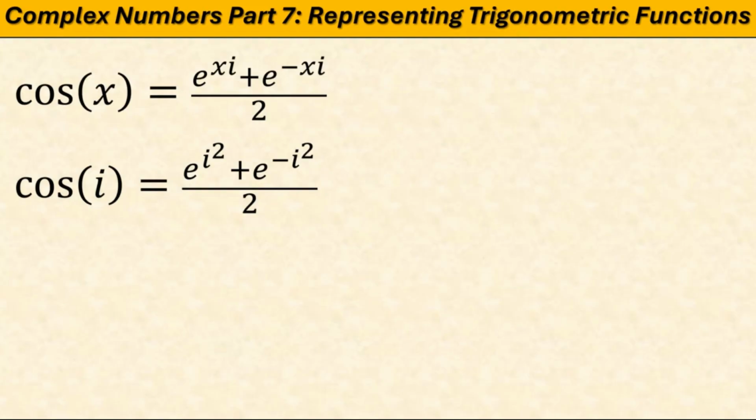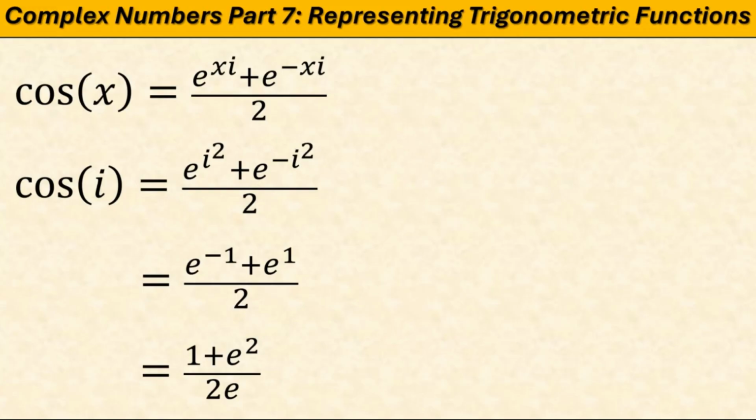Let's show an example of it coming into use. Here I'll find the cosine of i using this definition. We see that in the exponents of our definition we get i squared, and then simplifying we get a final answer of 1 plus e squared all over 2e, which is a real number.